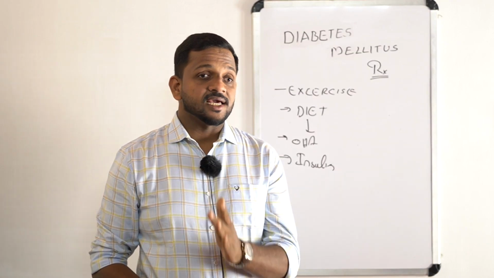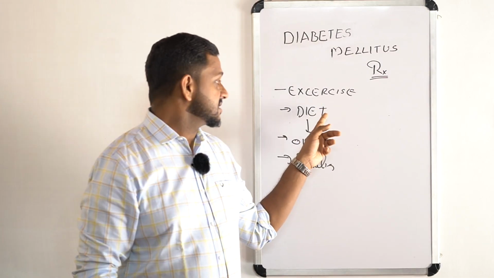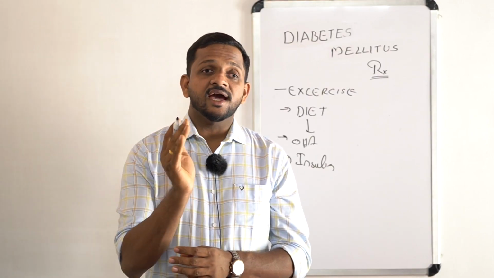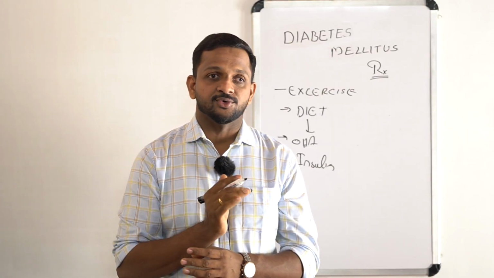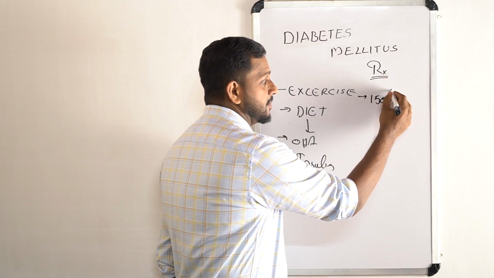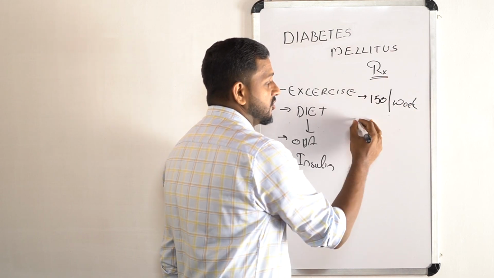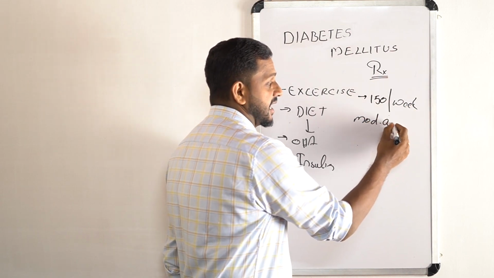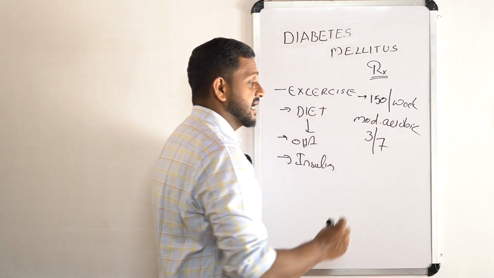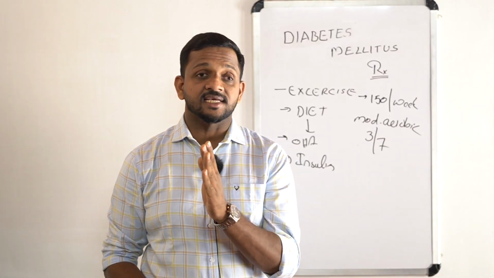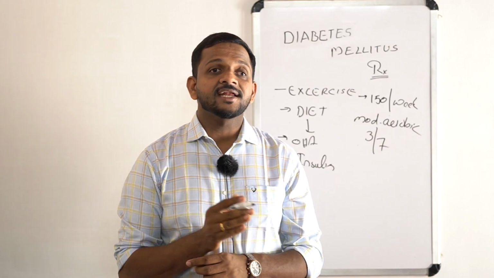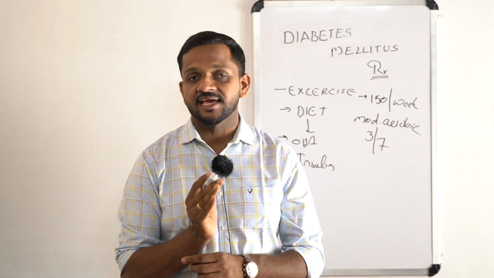In the management of diabetes, the first place is for exercise, next is diet control, then OHA, and finally insulin therapy. What kind of exercise, for what duration, should the patient do? As per ADA guidelines, he should do at least 150 minutes per week of moderate intensity aerobic exercise, and it should be divided over at least 3 days a week, like jogging.